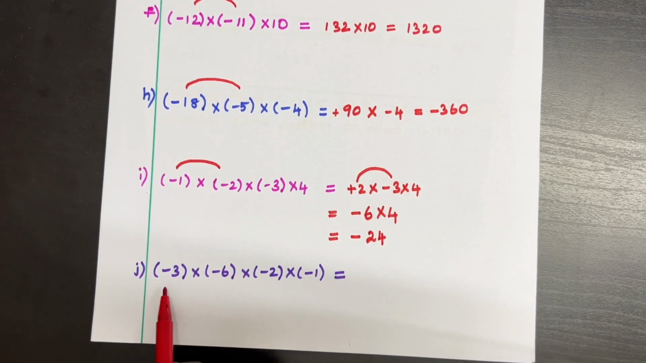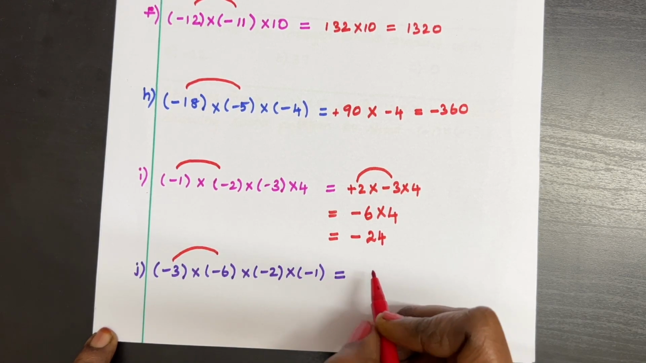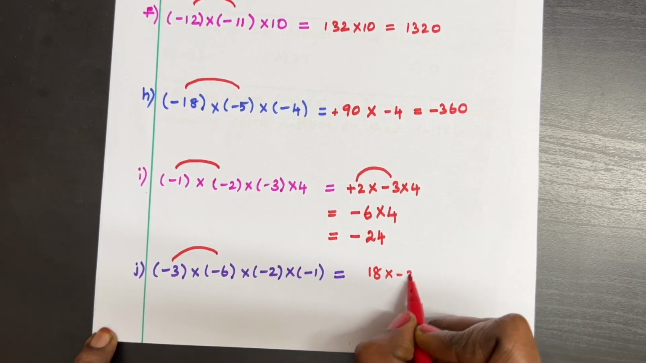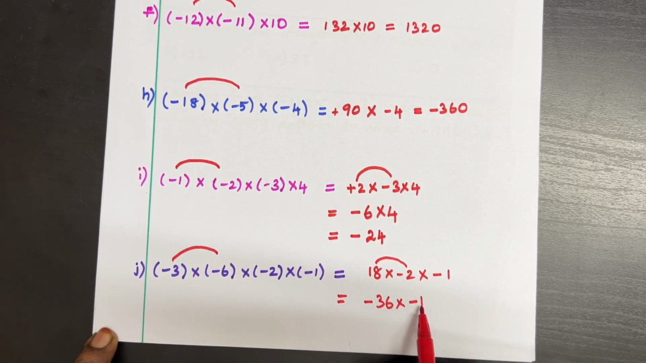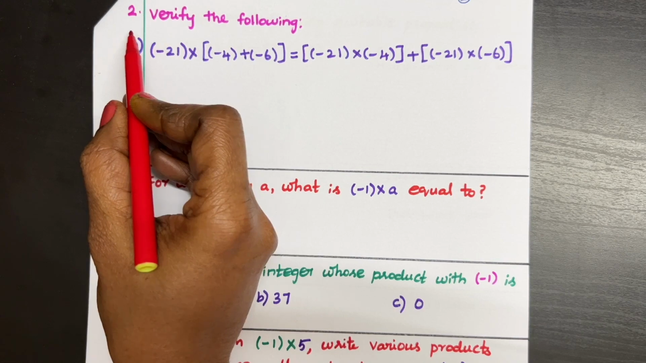Now, see here, minus 3 into, see, number of negative signs: 1, 2, 3, 4, even. Even means it must be positive only. See here, the answer must be positive. If we multiply this, 3 into 6 gives you 18, into minus 2, into minus 1. See here, 18 into minus 2 is minus 36, positive into negative is negative. Now, negative 36 into negative 1 gives you 36.